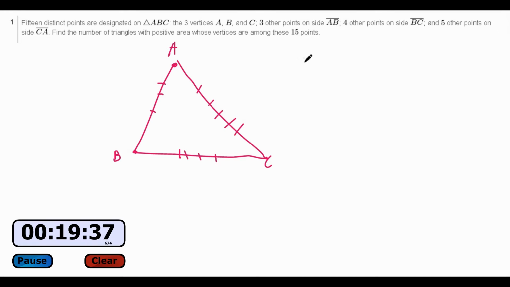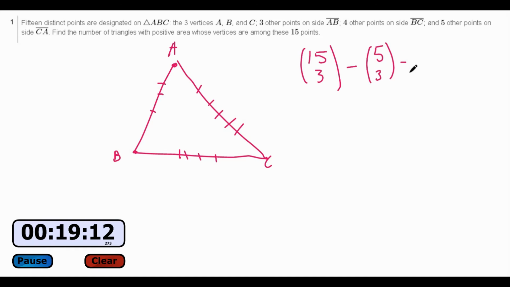Alright, we want a triangle, so that means we need 3 vertices. So out of these 15 points, we want to choose 3 of them to serve as our vertices. However, this triangle has to have positive area, which means that we cannot have a triangle with all 3 vertices on one side. In particular, we have to subtract the number of triangles, with air quotes, that have all 3 vertices on side AB, which has 5 points, and we choose 3 of them.